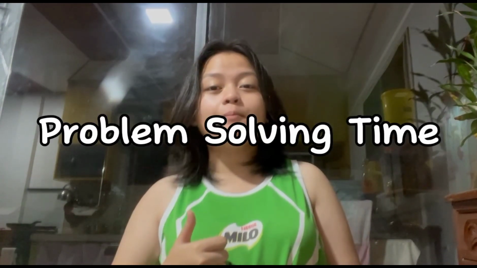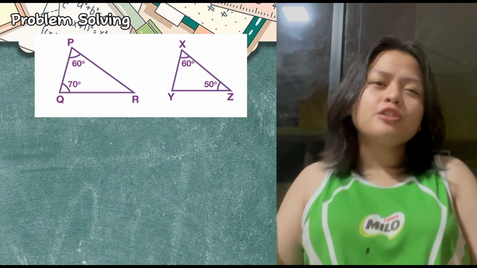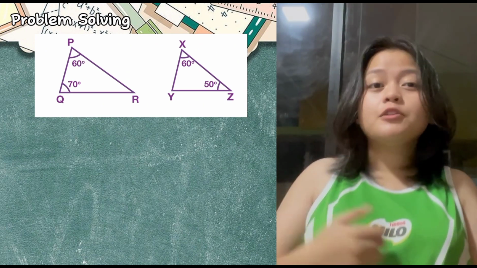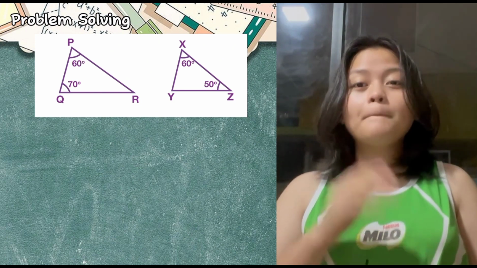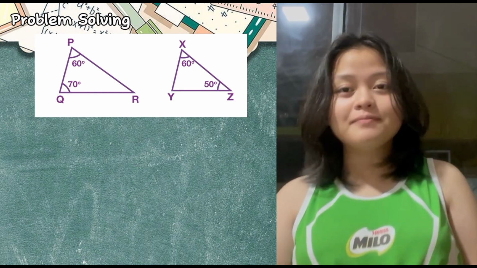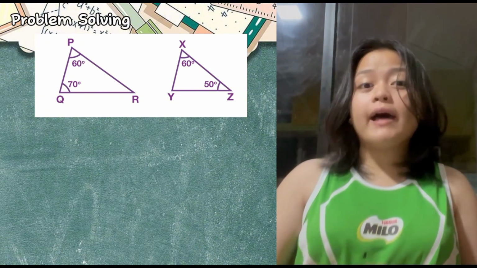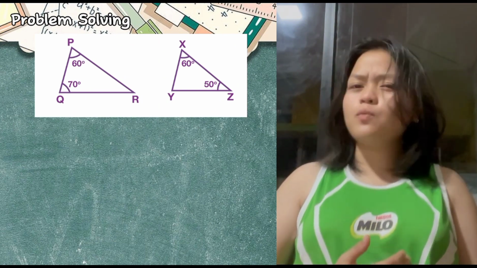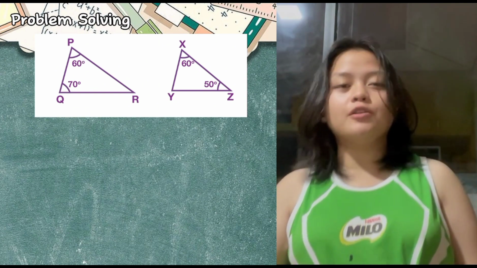Now, I'm going to test you because it's problem solving time. Here, we have two triangles that look similar, yet the measures of some angles are missing. So how can we identify if the triangles are similar using the AA similarity postulate? Pause the video so you can try it on your own. To solve for the missing measurement of an angle, we have to add the two given angles and subtract it from 180 degrees. So why 180 degrees? That is the sum of all angles in a triangle.